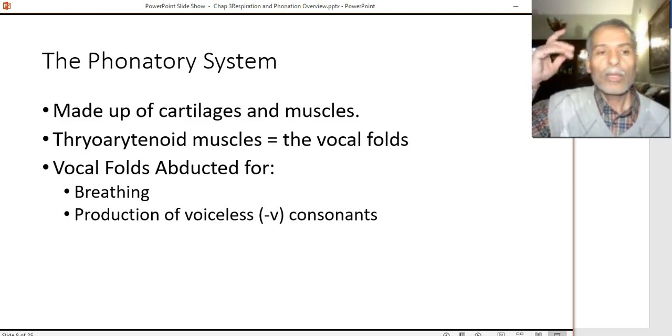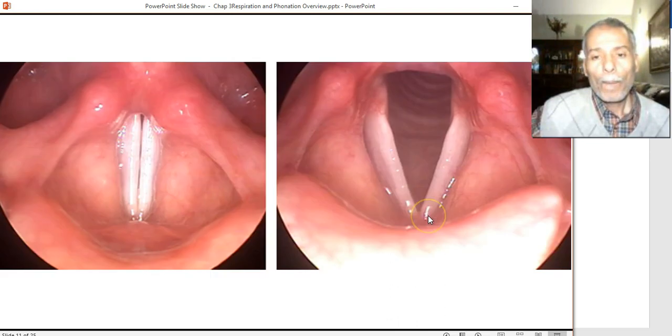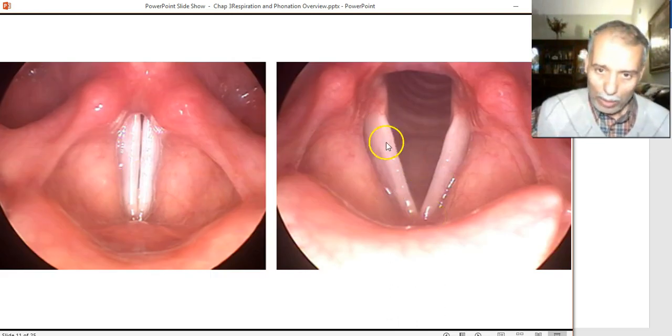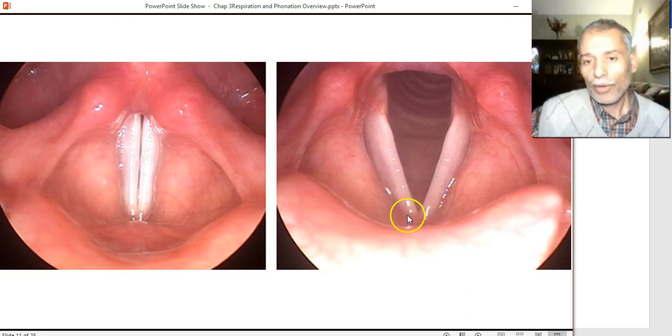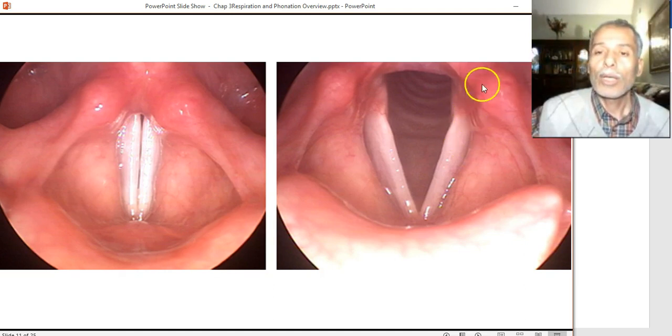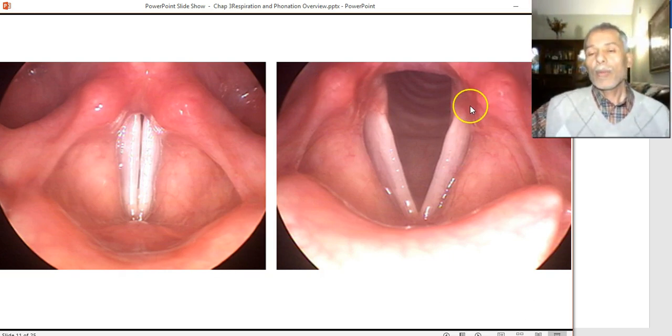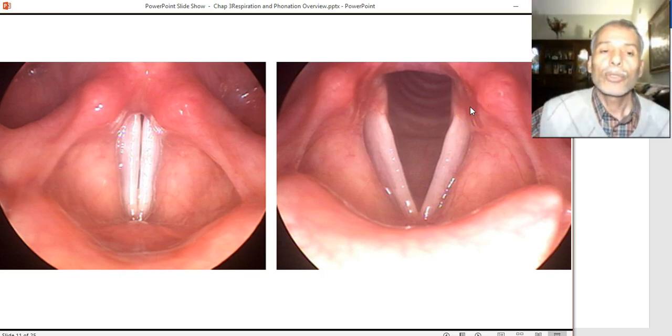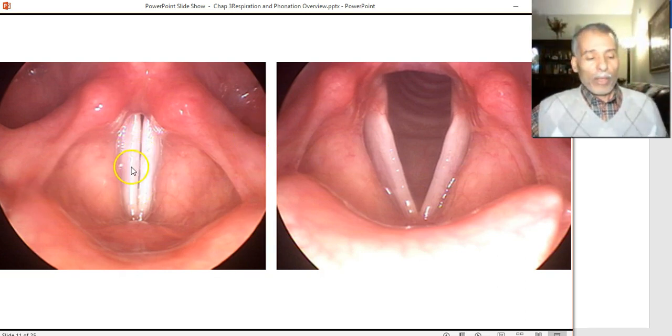And the vocal folds, this is the abducted position. This is the anterior, this is the posterior. Anteriorly, they originate from the same area I explained. Posteriorly, each one is inserted onto the muscular process of one arytenoid. These are the arytenoids, and they have a muscular process that I showed you. This is for speech or for holding your breath.